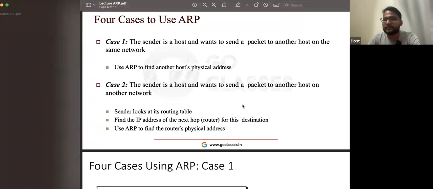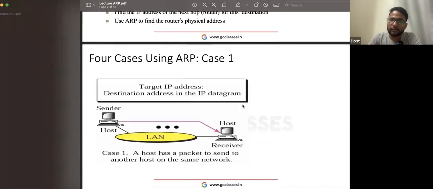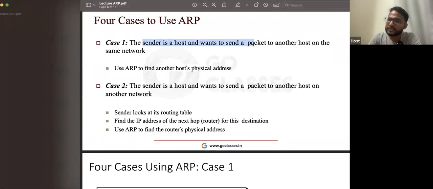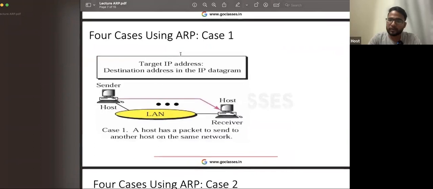Now let's take different cases. Suppose the sender is a host and wants to know the MAC address of another host in the same network. If the host has a packet to send to another host on the same network, then the target IP address will be the destination IP address in the IP datagram. So here, if you have the host in the same network, then you will be broadcasting again, with the target IP address here.